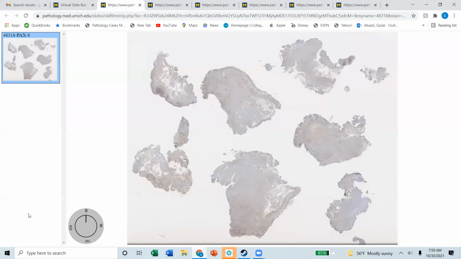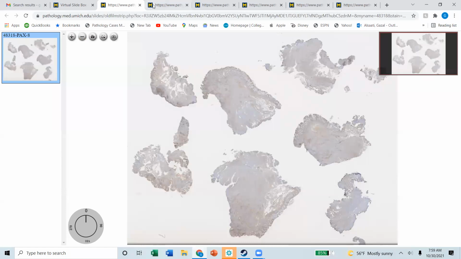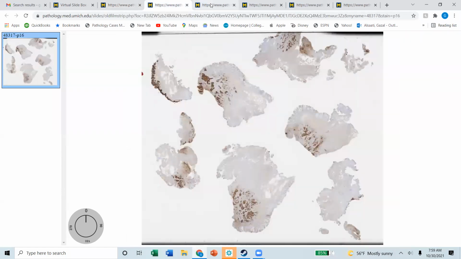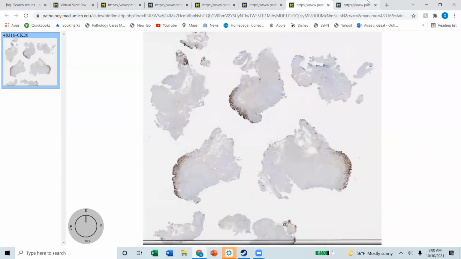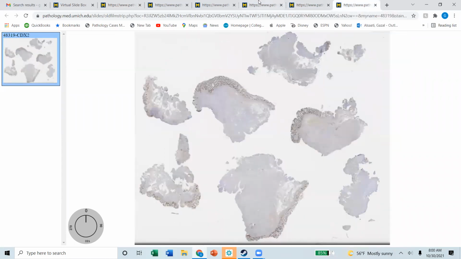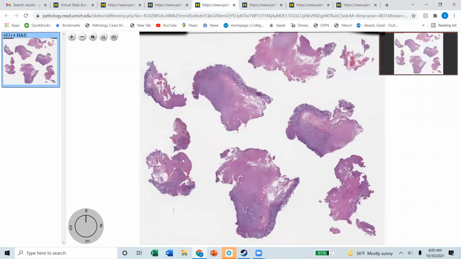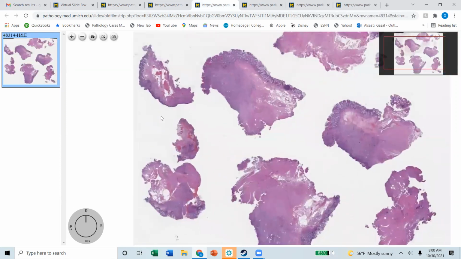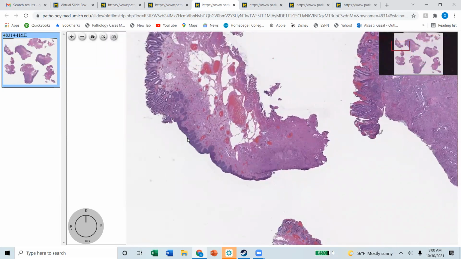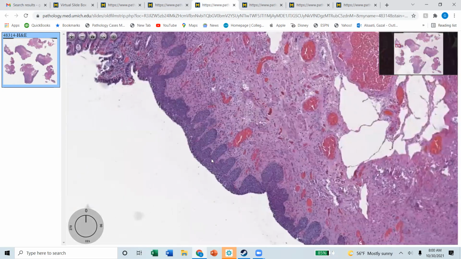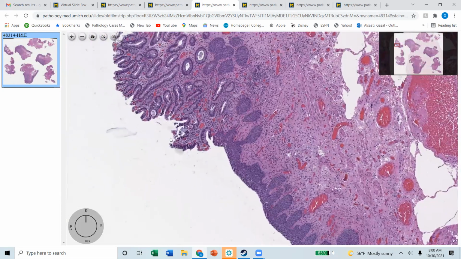Okay, now let's see. We have PAX8, P16, H&E, CK7, CK20, and CDX2. Beautiful. Let's go to our H&E. So this is anojunctional mucosa, right? Anojunctional mucosa.